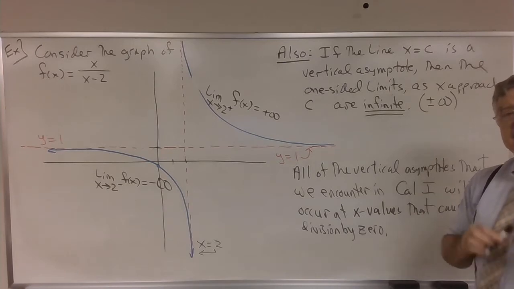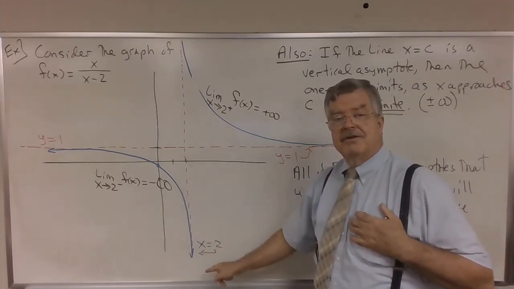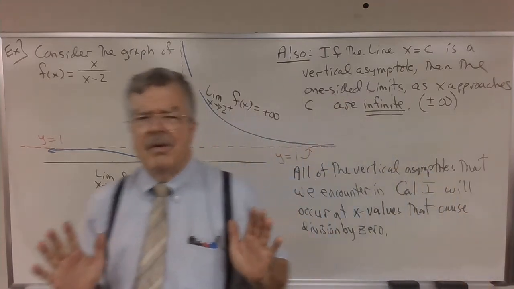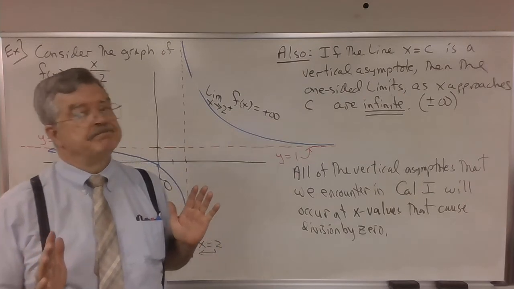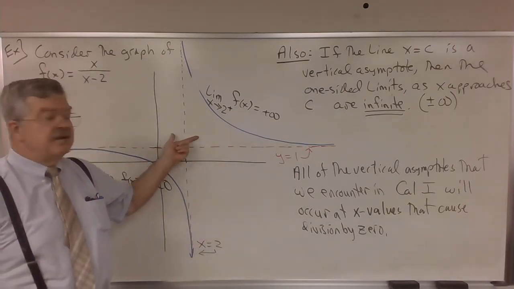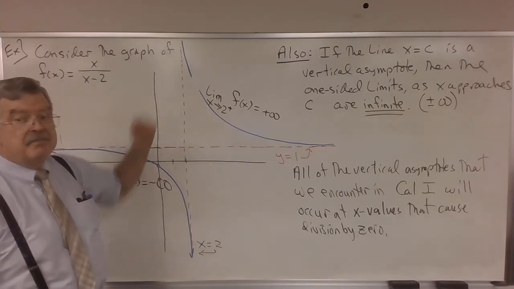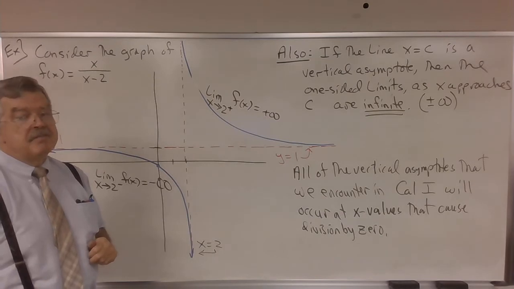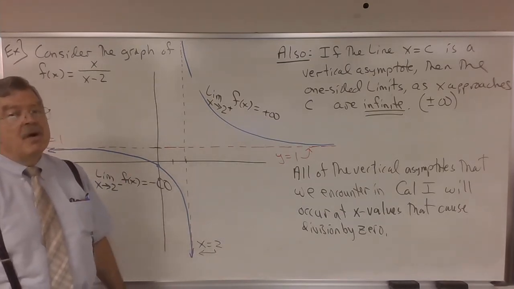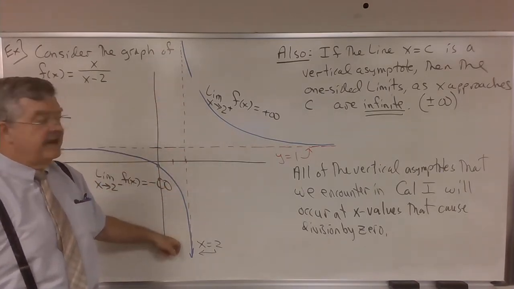Now, do they have to be of opposite sign? Here, one of the one-sided limits went to negative infinity, one went to positive infinity. Does it always have to happen that way? No. It could be that both one-sided limits go to infinity. It could be that both one-sided limits both go to negative infinity. Or it could be that one goes to positive infinity and one goes to negative infinity.